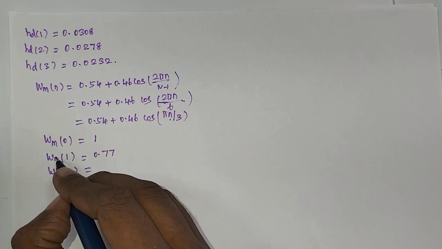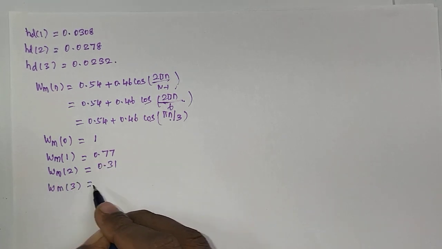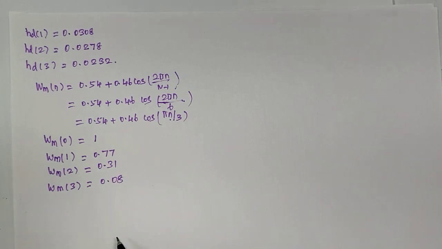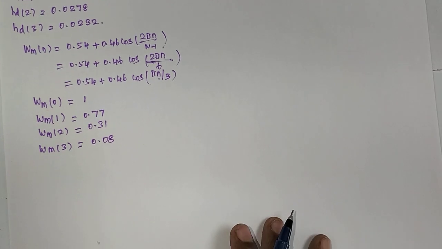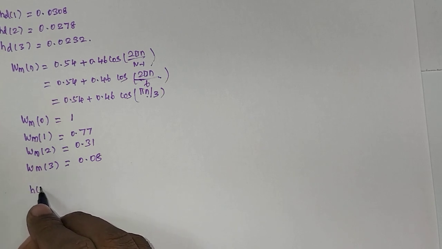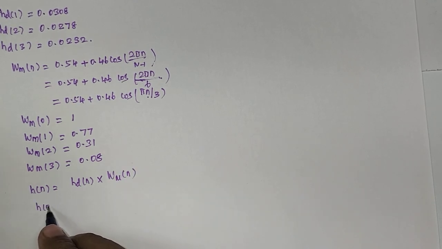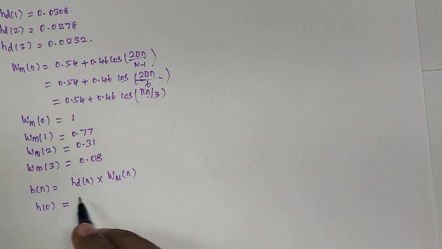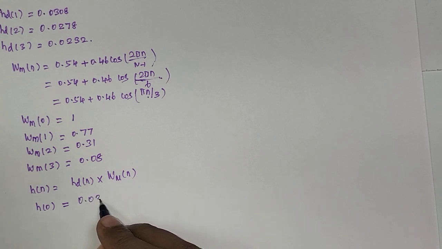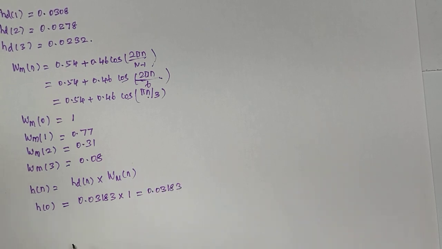For wm of 2 is equal to 0.31 and wm of 3 is equal to 0.08. Next, you have to find the actual response. The actual response is found by multiplying the desired response and the window function. So h of 0 is hd of 0 into 1, that is 0.03183 into 1, which is equal to 0.03183.